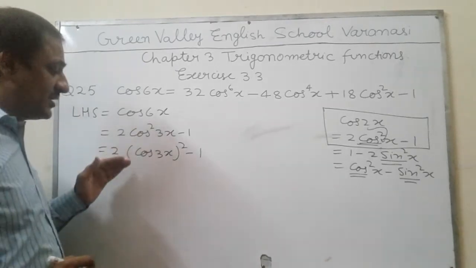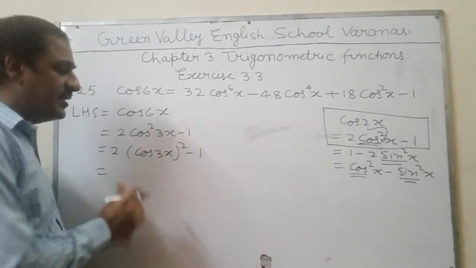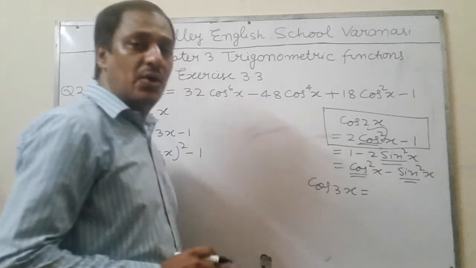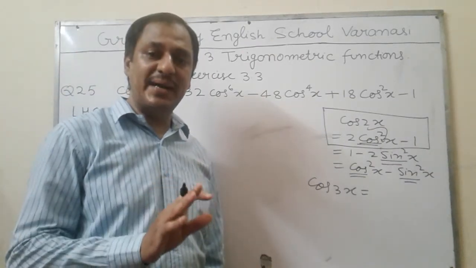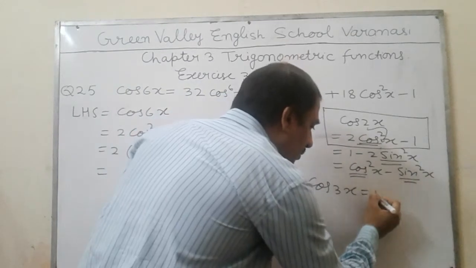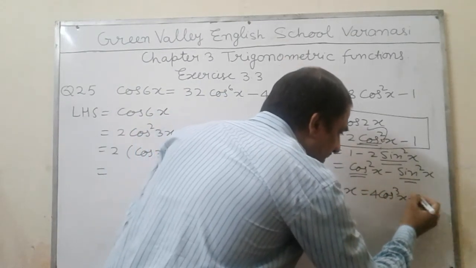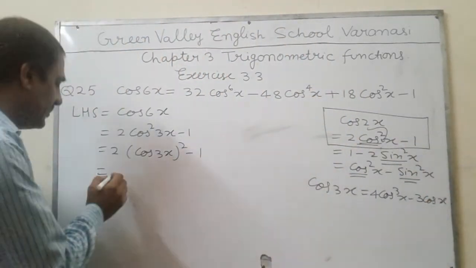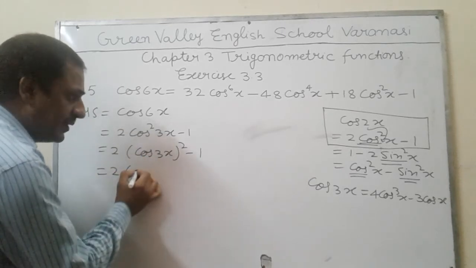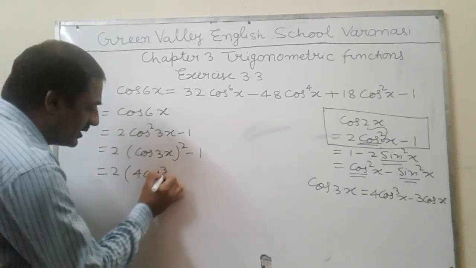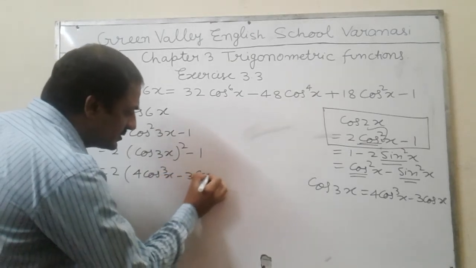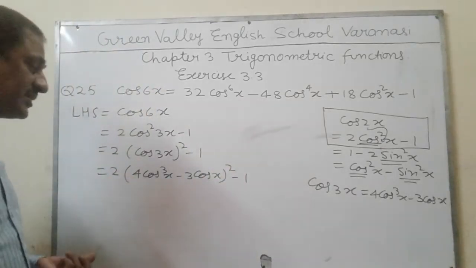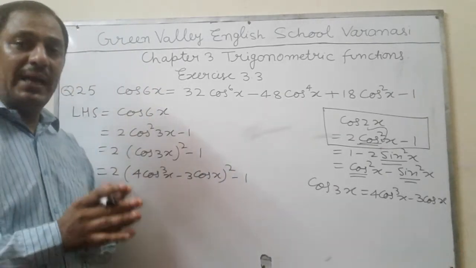After this step, we are using another identity. Children, do you know this identity? Cos 3x equal to what? Cos 3x equal to 4 cos cube x minus 3 cos x. So in place of this one, we will write 4 cos cube x minus 3 cos x whole square minus 1.